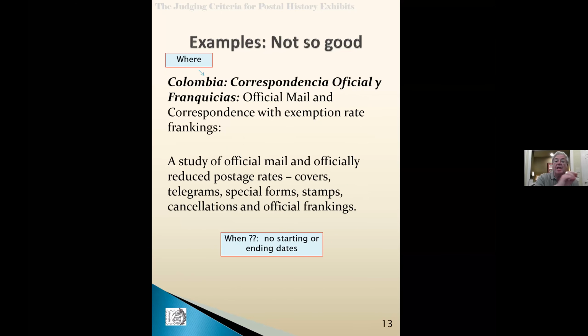Here is a not so good example. Official mail and correspondence with exemption rate frankings, a study of official mail and officially reduced postage rates, covers, telegrams, special forms, stamps, cancellations, and official frankings. When does it start? When does it end? What is it? Is it covers? Is it telegraph forms? Is it special forms? Is it stamps? Is it official mail? Is it exemption rates? You don't know. So this is not a good example of a rate study, of scope.